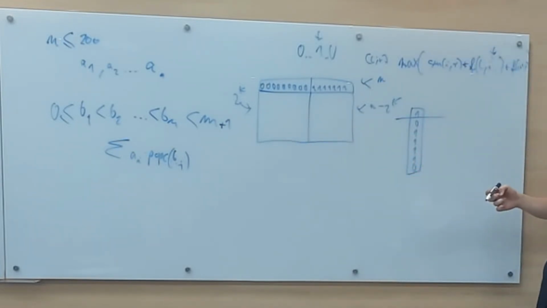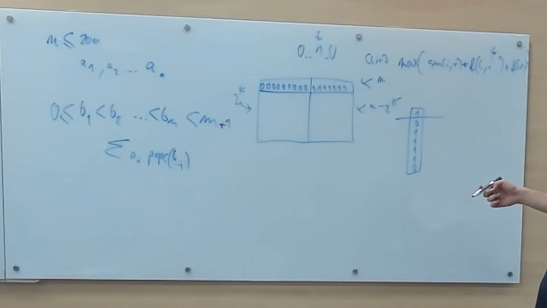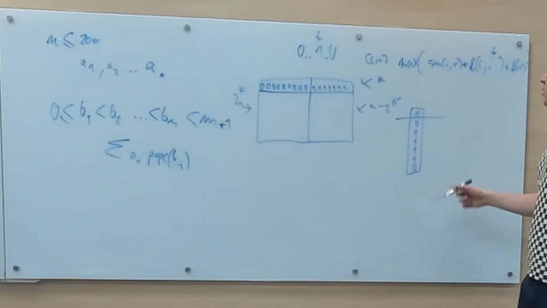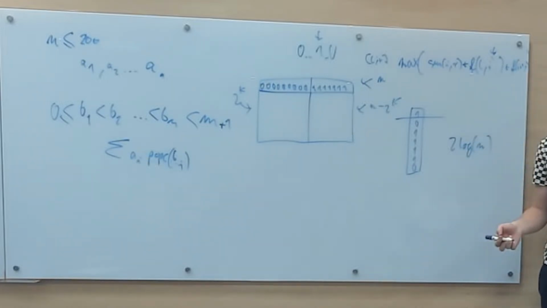So, is it true? Yes. So what I'm saying is we have only 2 log m possible bounds, right? Which is 100 something. Yeah. Okay. Any questions?